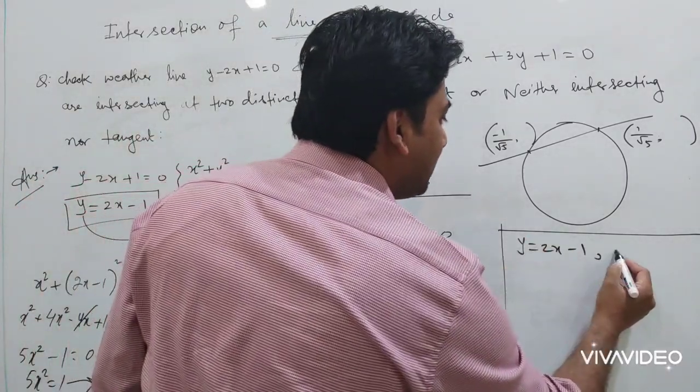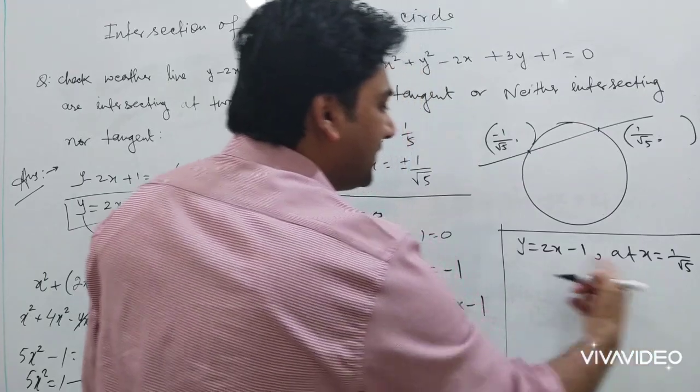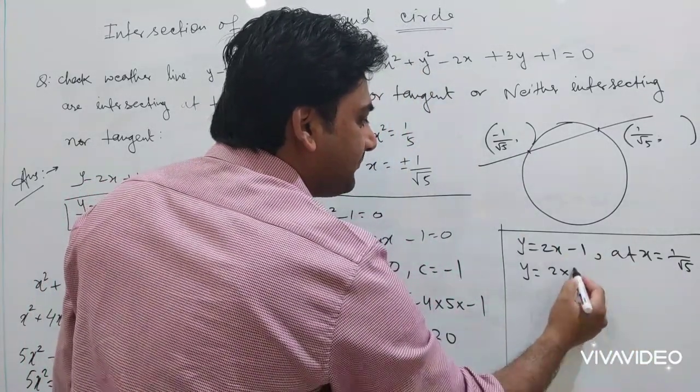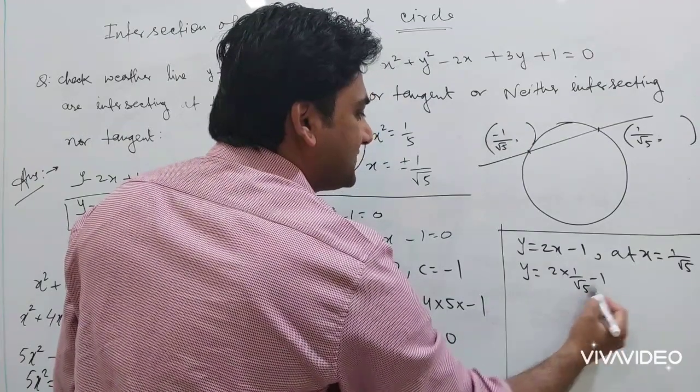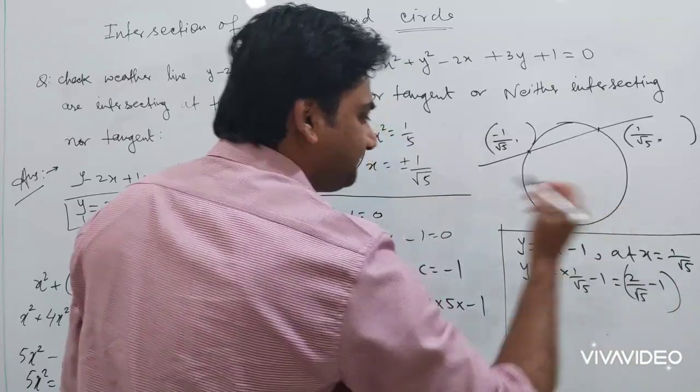We need to find y at x equals 1 over root 5. Okay. So put y here, x here. Then 2 times 1 over root 5 minus 1, which is 2 over root 5 minus 1. Okay, this is my y.